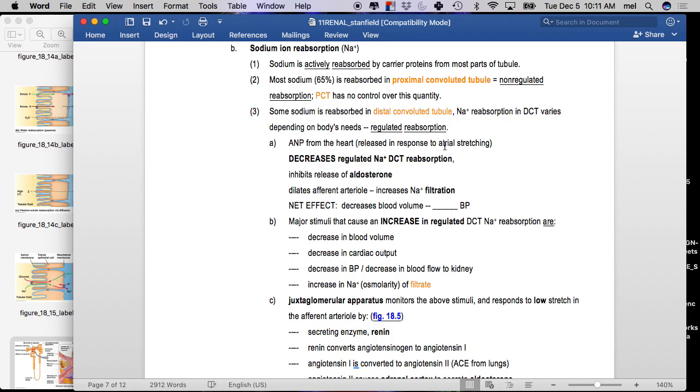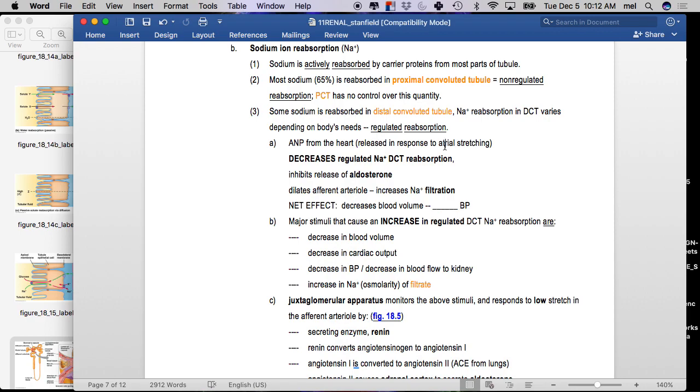Let's meet one of them again, and one of them is ANP. Why is ANP released? In response to what? Prolonged atrial stretching, right, which could be an indication of high blood pressure, right? So it's released from the heart in response to prolonged atrial stretching. It is going to go to the kidneys, right? And what do you predict it would do to DCT reabsorption of sodium? Increase it or decrease it? Decrease it. That's exactly what it does. It decreases DCT reabsorption of sodium. Does that make sense? Okay. So it decreases regulated DCT sodium reabsorption.